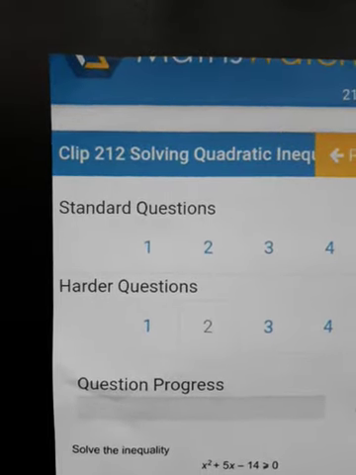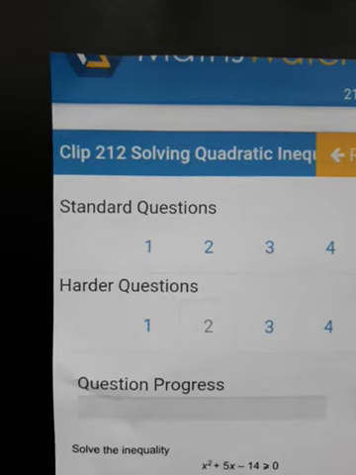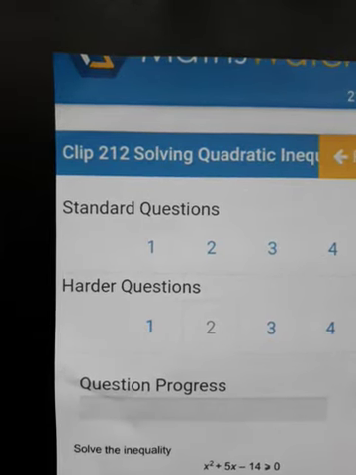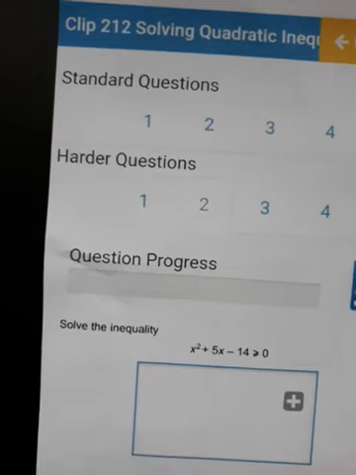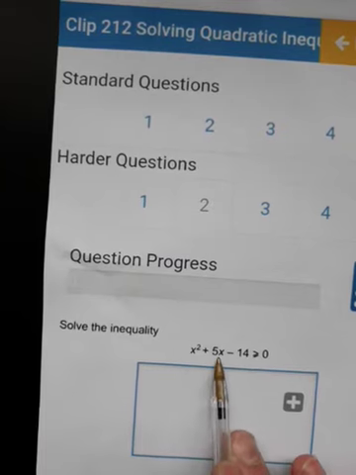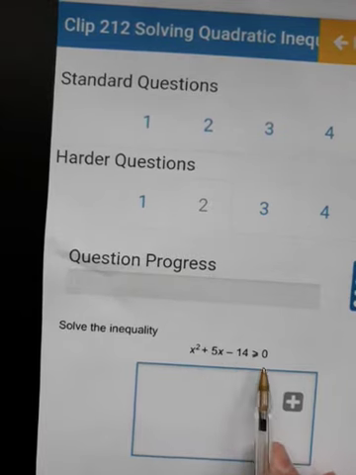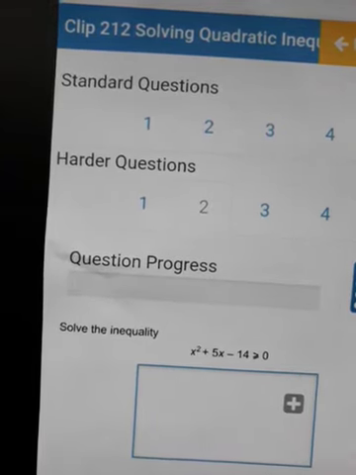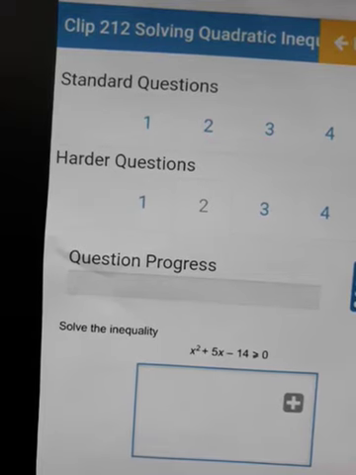This is clip 212, and we're looking at a harder question 2. Harder probably because there's no graph given here, and we're going to have to draw this graph for ourselves. So, solve the inequality x squared plus 5x minus 14 is greater than or equal to 0. I think that's what that says there.